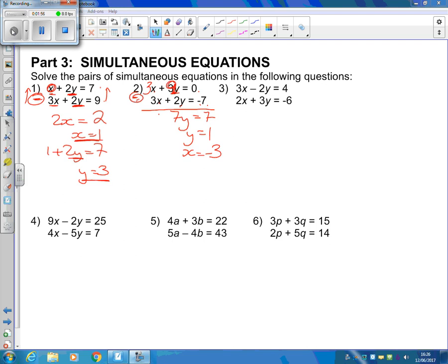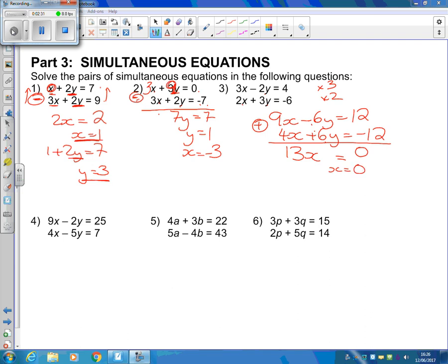On number 3 now then, both of them need to change. We're thinking, what number do 2 and 3 go into? We know they both go into 6. So we're going to times the top equation by 3. And we're going to times the second equation by 2. And these signs are different now. So we're going to add these two equations together. That's going to give me 13x's there. They're going to cancel out. And, well, I've got 12 take away 12 is nothing. So that tells me x is nothing. Well, if x is nothing, then y is going to have to be minus 2. Minus 2 works there. Oh, and minus 2 works there as well. I always go back and check in the second one if I get a strange answer.